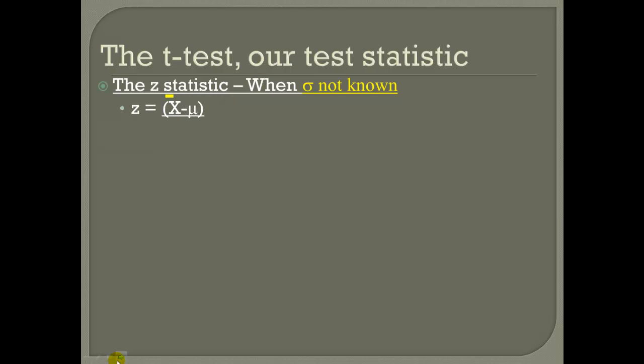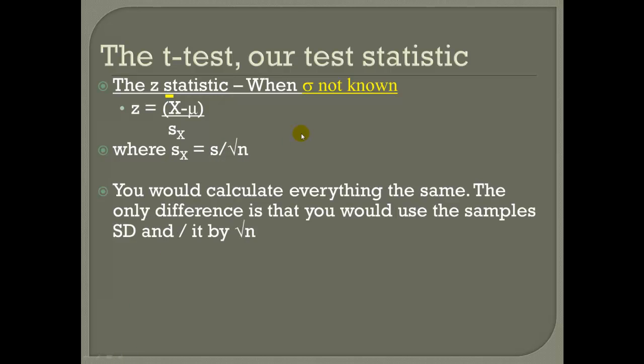So essentially the only difference would be our formula would look like this: z equals x sample mean minus population mean over the standard error, where the standard error equals the standard deviation of the sample divided by the square root of n. And you would basically just calculate everything in the exact same way as you would with the traditional z-test when you know the standard deviation of the population. The big difference here again is that you're dividing by the standard deviation of the sample.